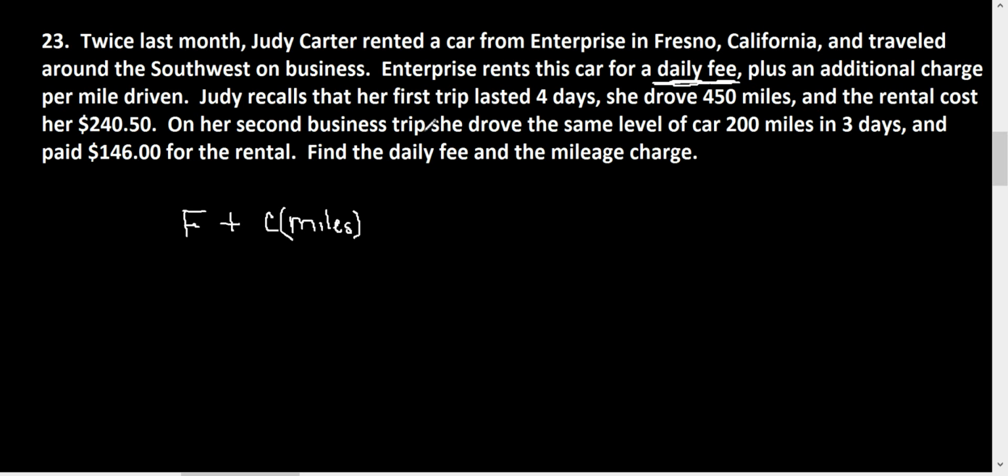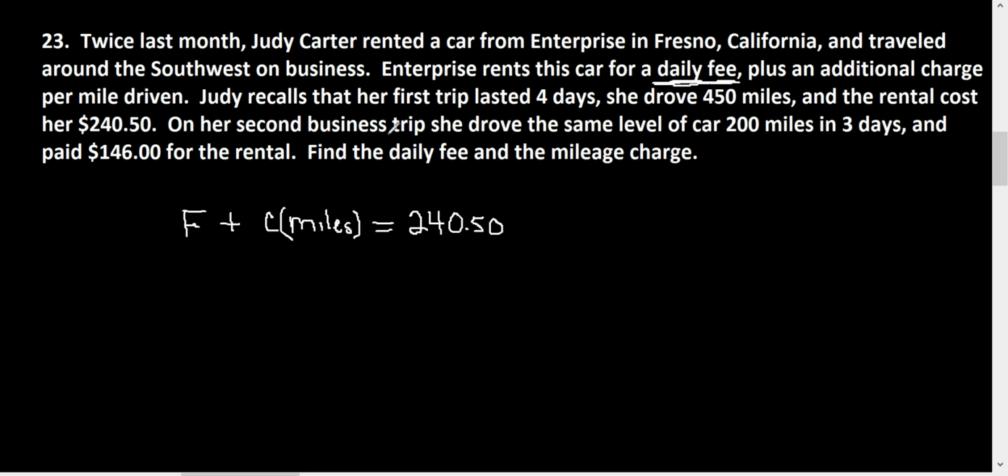Okay, and what else do we know here? Judy recalls that her first trip lasted 4 days, and she drove 450 miles, and the rental cost her $240.50. So we know that this cost her $240.50. Okay, and then we're going to go back and break this down and fill these in wherever we can. Remember, I've got 3 variables basically here, but we have to have 2 of these 3 variables filled in, or we won't be able to solve the problem.